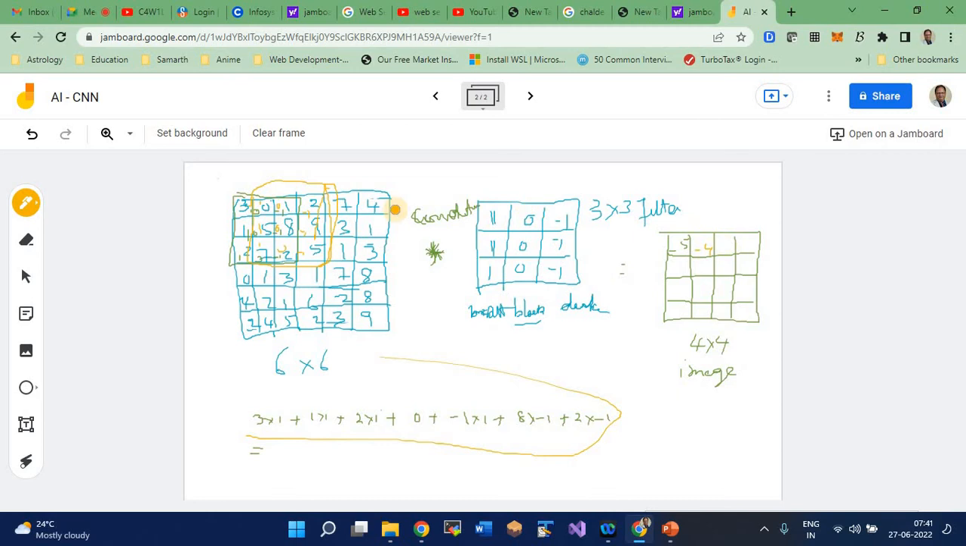Okay, and now I will again stride to the next one. This one, sorry, this one. I will stride to this one, and then I will stride to the next one. That means if I use a 6 by 6 image pixel, when I use a 3 by 3 filter, I will get a 4 by 4 convoluted image.